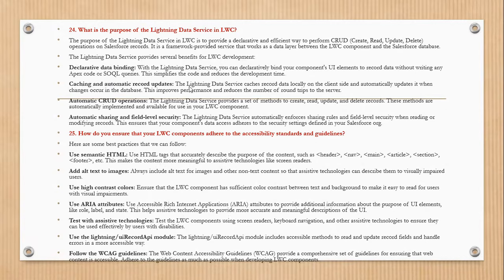Caching: records are automatically cached in the Lightning Data Service cache, and record data is stored locally on the client side and automatically updated when changes occur in the database. This improves performance and reduces the number of round trips to the server.